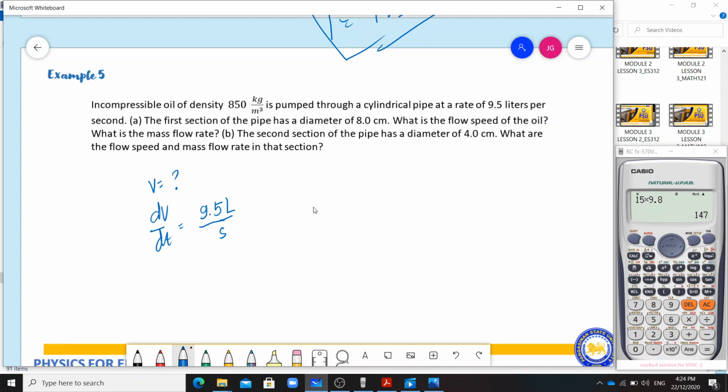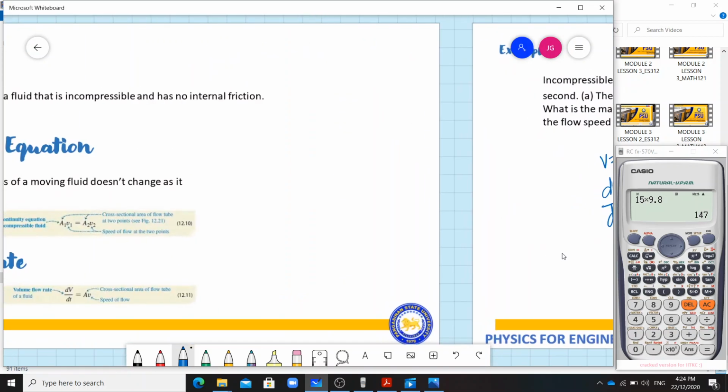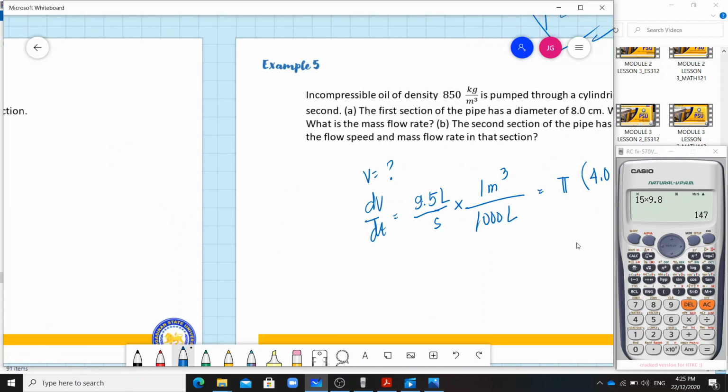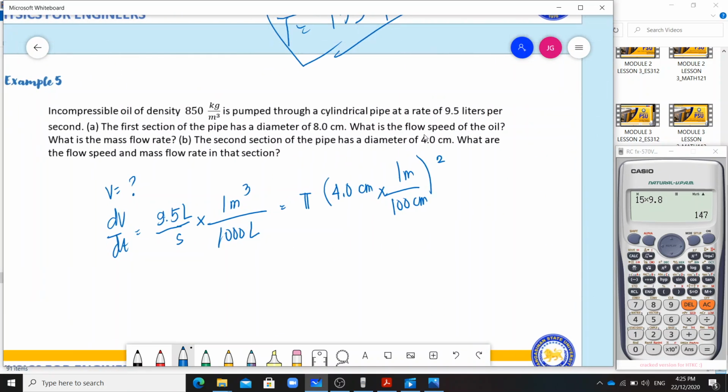Okay. Meron tayong 1,000 liter sa isang meter cube. At ang dV over dt ay equivalent sa AV, area, pi r squared. Diameter is 8, so meron tayong 4 centimeter. Gawin natin meter, 100 centimeter sa 1 meter. Okay, yan na yung area. And then, velocity na what is the flow speed. Yun yung hinahanap, V1.